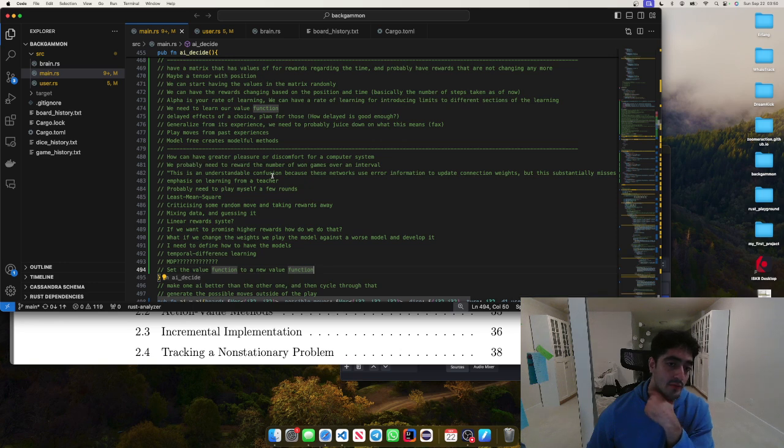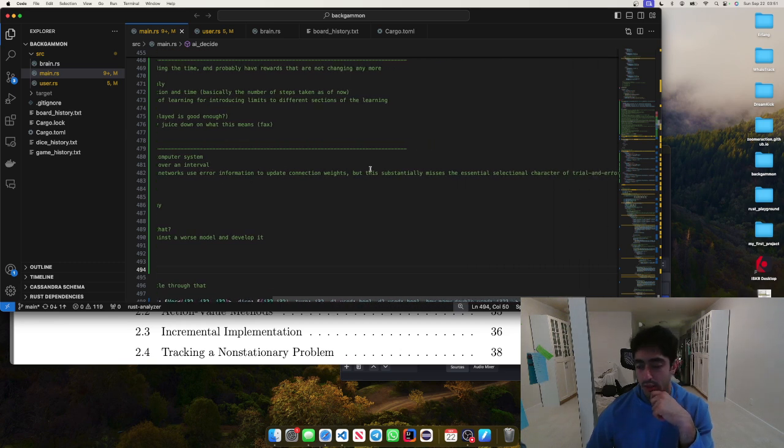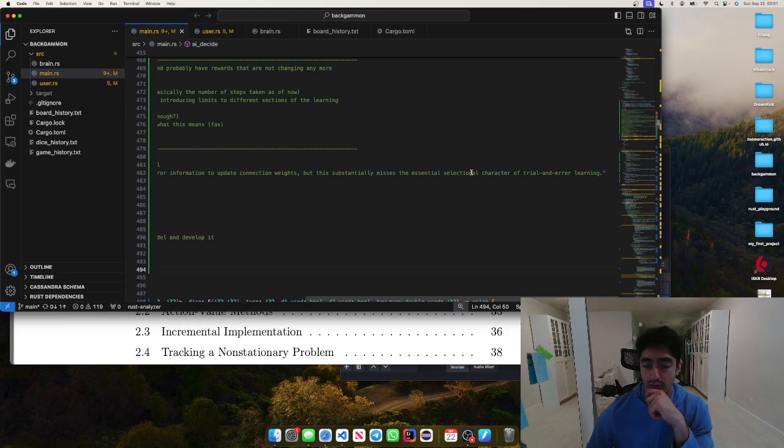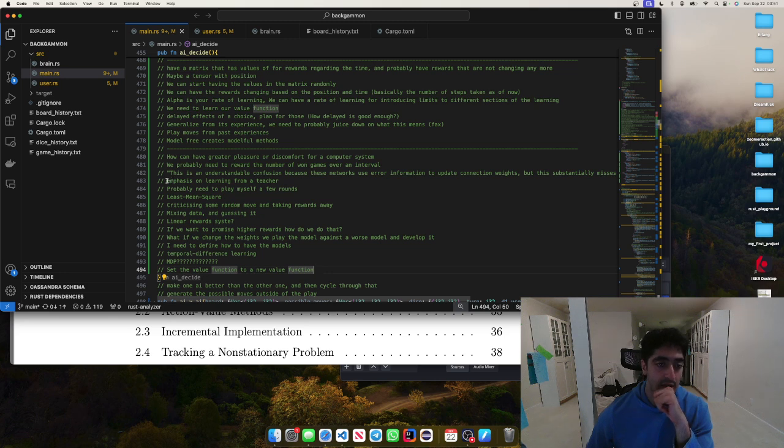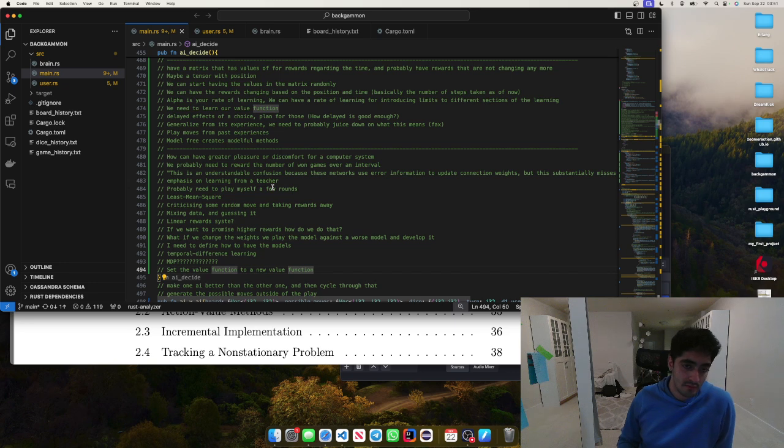We probably need to reward the number of won games over an interval. This is an understandable confusion because these networks use error information to update connection weights, but the essence is trial and error. Emphasis on learning from a teacher. Probably need to play myself a few rounds. Least mean square.